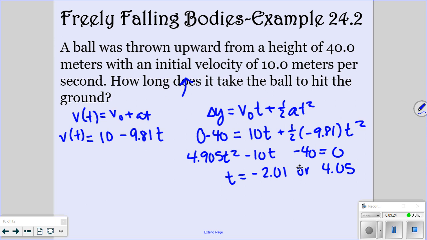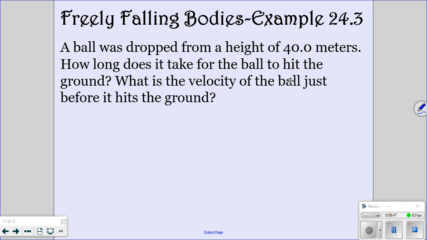And it says, how long does it take for the ball to hit the ground? Well, we don't use the negative number, we only use the positive number. So 4.05 seconds would be your answer. And we have 3 sig figs because the 2 numbers they gave us had 3 sig figs. So that's how you can do those freely falling bodies. And we're going to look at one more just to practice it.